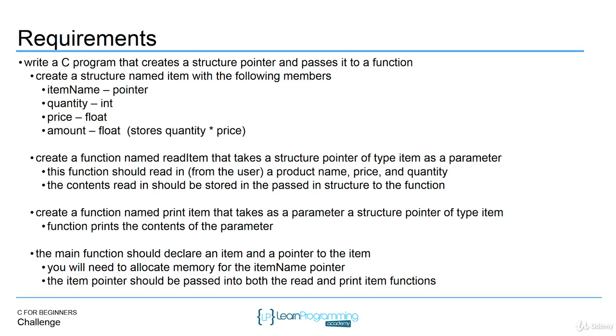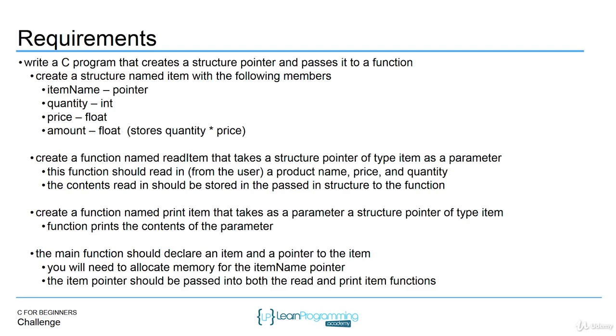You need to write a C program that creates a structure pointer and passes it to a function. Create a structure named item with the following members: an item name, which should be a character pointer, a quantity, which should be an int, a price should be a float, and the amount should be a float. The amount that's stored in the structure is going to essentially be the quantity times the price, because that would be the total amount. I want you to create two functions.